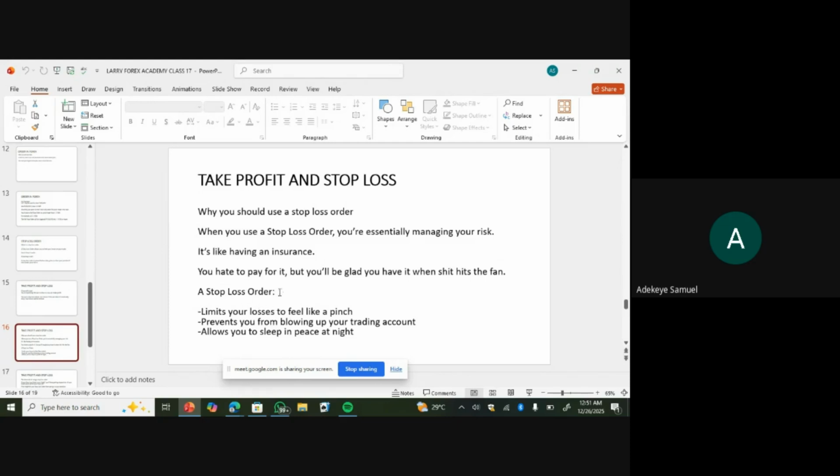A stop loss order limits your losses to feel like a pinch, right? It prevents you from blowing up your account. I say that is the practical aspect, to prevent you from what? Blowing up your trading account, right? To help you minimize your losses. To help you minimize blowing up your account, all right?